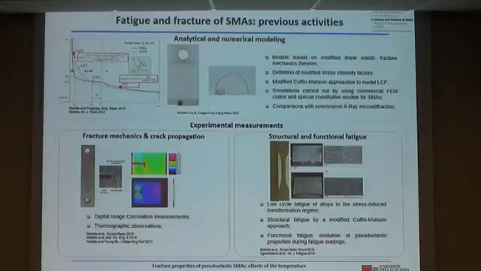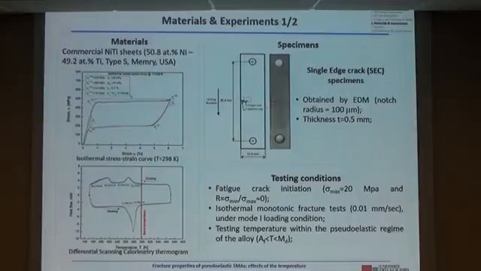So we started with numerical simulations by using finite element software code and special constitutive models for shape memory alloys, but we have also developed some analytical models based on modified linear elastic and elastic plastic fracture mechanics concepts. But we did also experimental measurements, fracture tests by using cracked specimens, and also fatigue dog bone specimens to analyze structural fatigue and fracture fatigue of shape memory alloys. Now let me start with what we have done in this work.